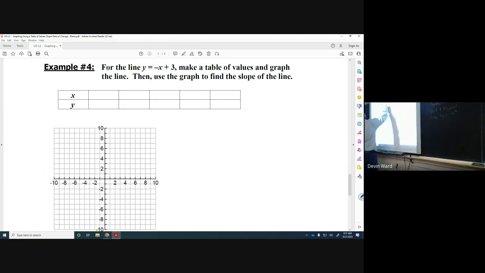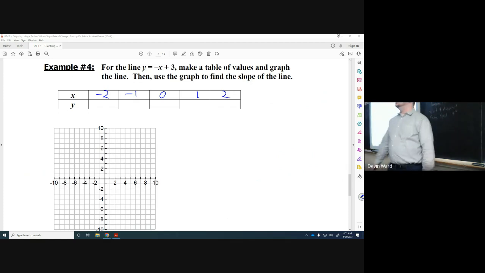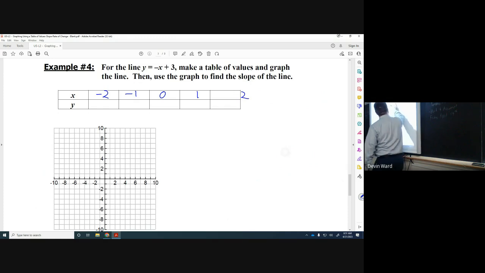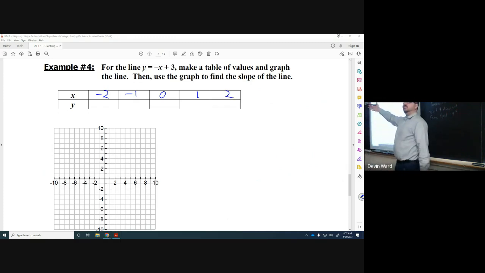Easiest thing to do is always start at 0 and then go 1 up, 1 up, 1 down, 1 down. You could use any numbers that you want for x, but usually whenever you have a graph, it's always going to have the origin and then numbers around it. So it's easiest just to start at 0, then go 1 up. If you want to go 0, 1, 2, 3, 4, 5, you could do that too. Doesn't matter.